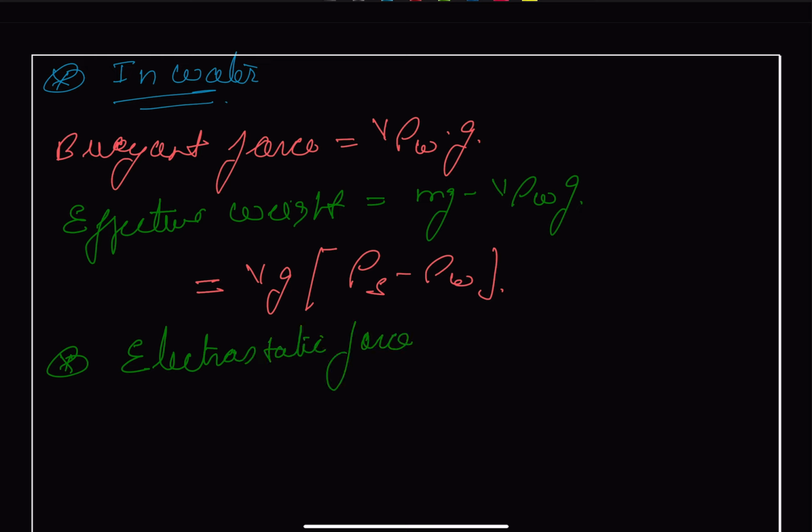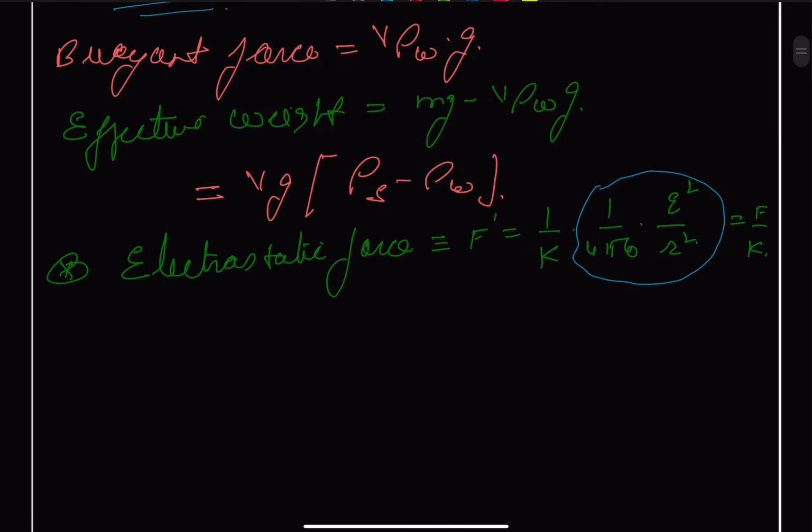Electrostatic force, let us call that F prime, will be equal to 1 upon K times 1 upon 4 pi epsilon naught and Q square upon R square. R will be the same because the theta has to be the same, or in this case 2 theta we have assumed. So this entire thing is nothing but our F. So we can say this will be equal to F upon K. So simply we can now write tangent of theta directly in water.